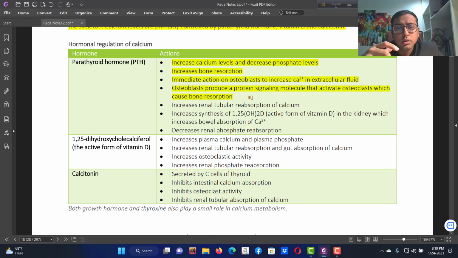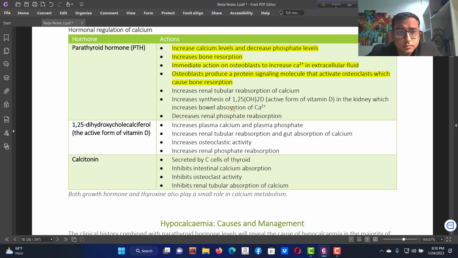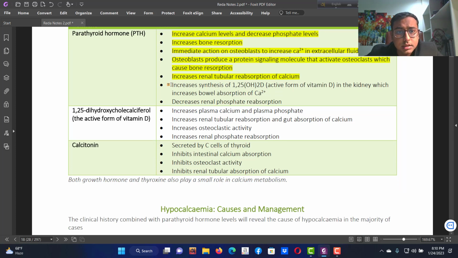So parathyroid hormone causes bone resorption, because when there is a deficiency of calcium, parathyroid hormone is increased. That's why calcium comes from bones to the extracellular fluid by resorption. It increases the renal tubular reabsorption of calcium. It also helps the renal system to reabsorb calcium in the distal convoluted tubule, and it increases synthesis of 1,25 dihydroxycholecalciferol in the kidney, which increases bowel absorption of calcium.